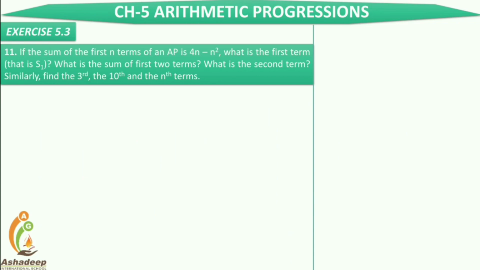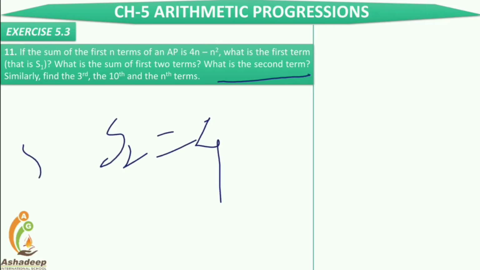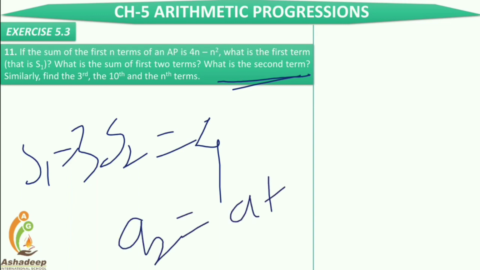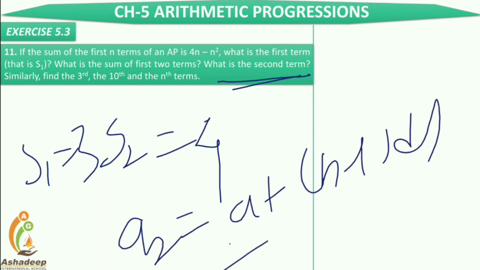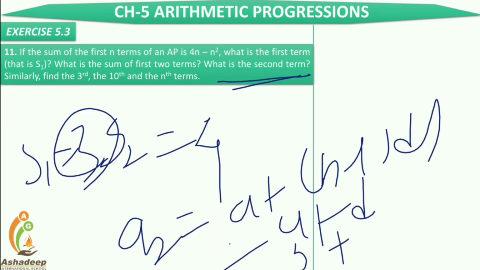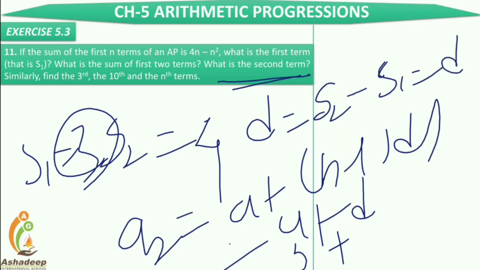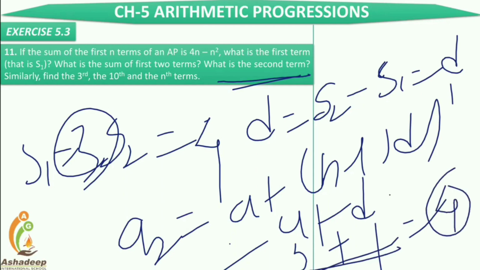Now what is the second term? We know that S2 is equal to 4, and S1 is equal to 3. But here what we need to find is the second term, that means a2. A2 is equal to a plus (n minus 1) into d, that means a plus d. We have a, that is 3. Do we have the difference with us? No, we don't. But at the same time, S2 minus S1 also gives the difference, and that is 1. So 3 plus 1 is nothing but 4.